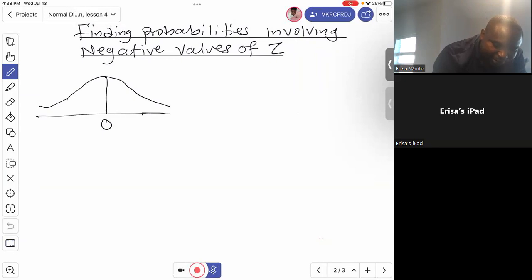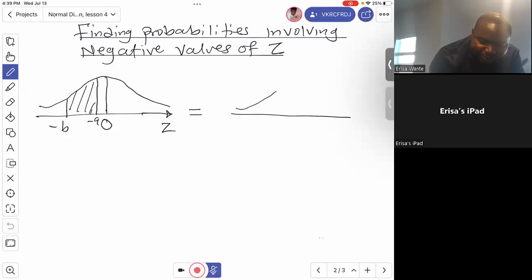Now, what we want to talk about today: if you have an area on the negative side, between two negative values, this is negative B, and this is negative A. So you want to find the area between negative B and negative A. What you do, like what we did last time, you transfer this area to the positive side of the normal curve. The reason why we transfer the area to the positive side is that the standard normal tables read for Z values on the positive side.